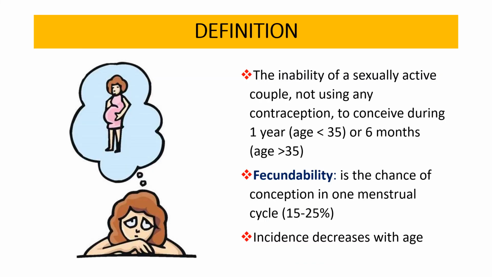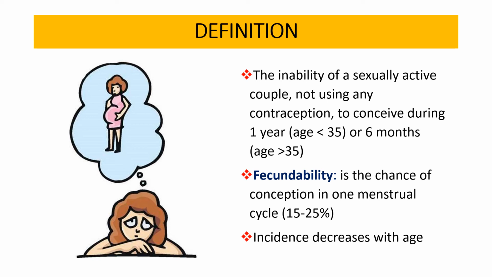So what is infertility? It is the inability of a sexually active couple not using any contraception to conceive during 1 year when the age is less than 35, or 6 months when the age is more than 35, after marriage. Or when the couple has been sexually active for the last 1 year without using contraception and is unable to conceive.